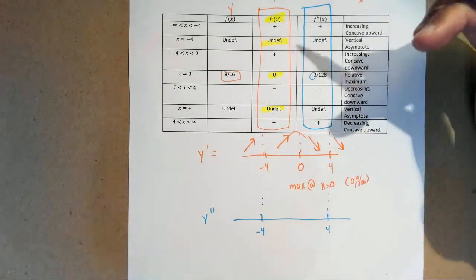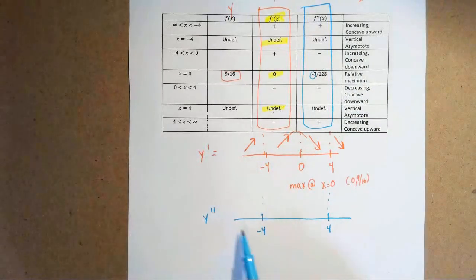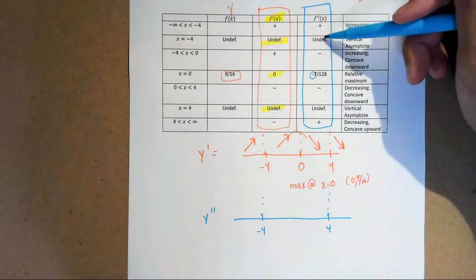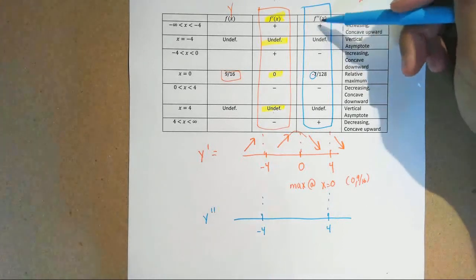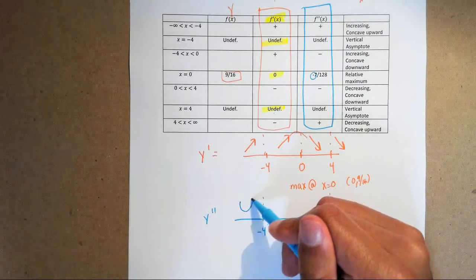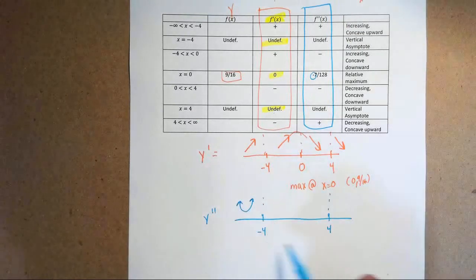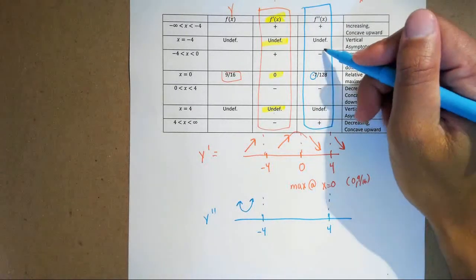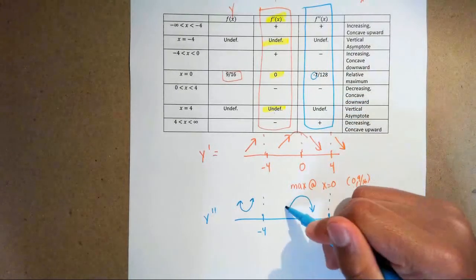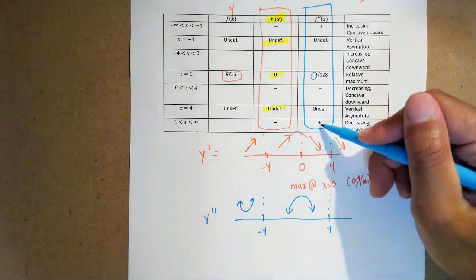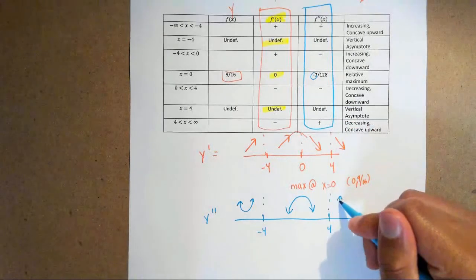So what you can do now is test your intervals. What's happening from -3 into -4? Well, look higher than this undefined point x equals -4, it's positive. What does positive mean with the second derivative? Concave up. Then -4 to 4, negative, negative, negative, meaning they're all going to be concave down. And then from 4 to infinity, positive, so concave up.